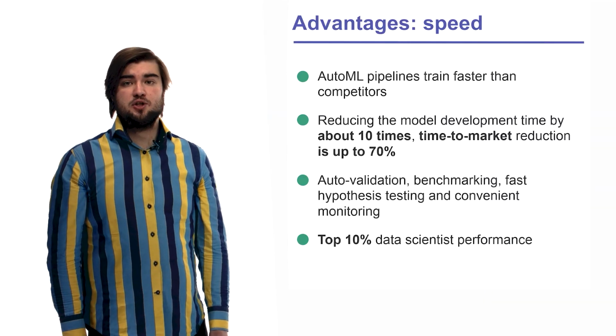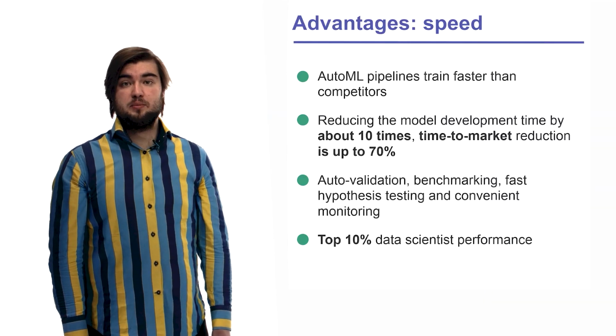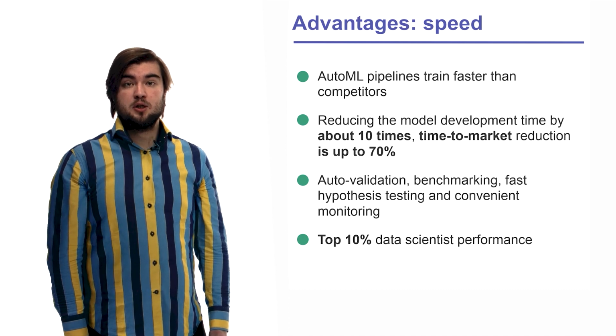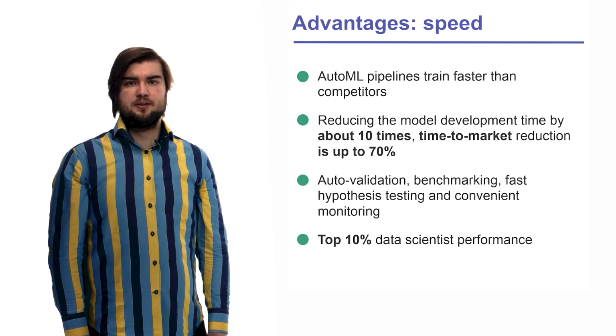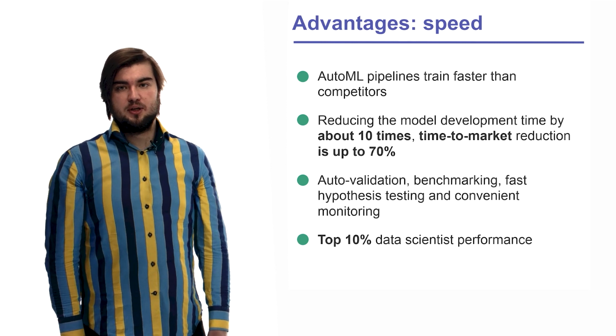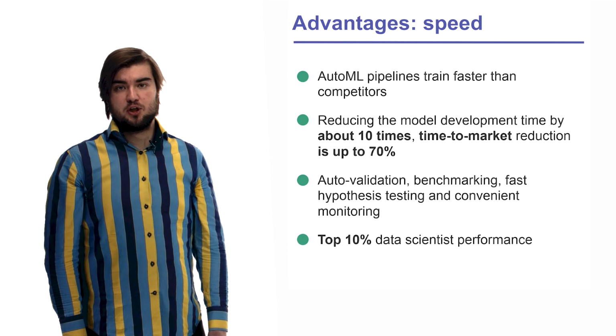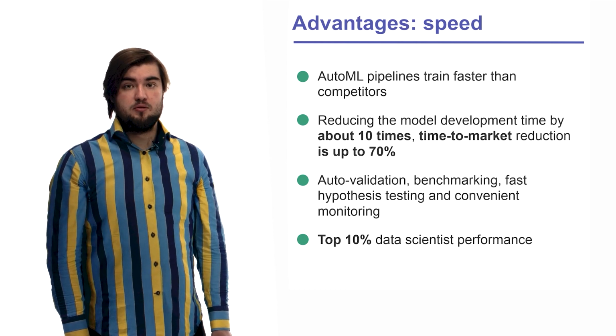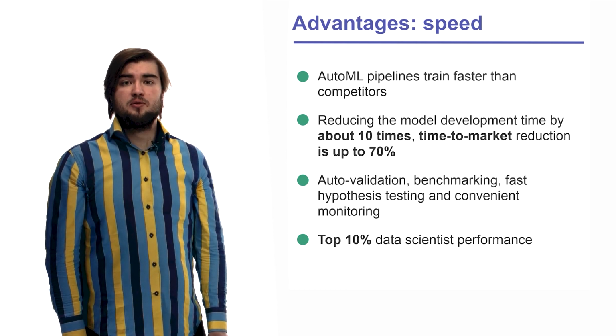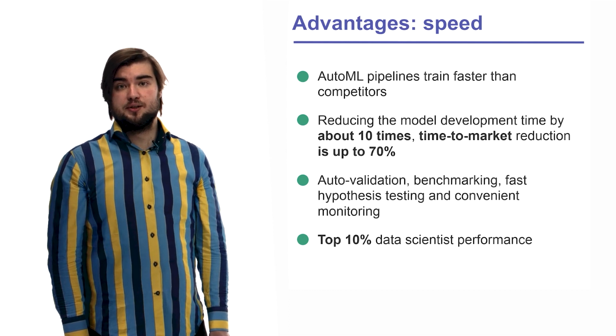Another great advantage is the speed of work of LightAutoML. The AutoML pipelines train notably faster than the competitors. The model development time is reduced by about 10 times, while total time to market reduction is up to 70%. The resulting prediction quality is around the top 10% of data scientists.